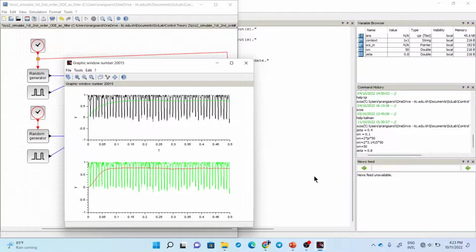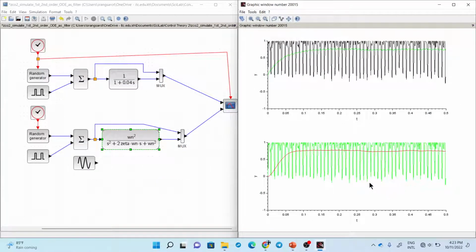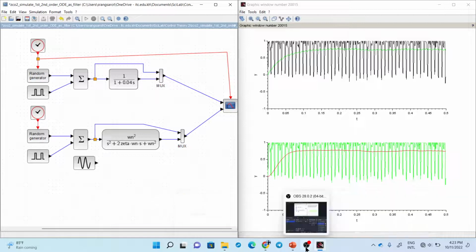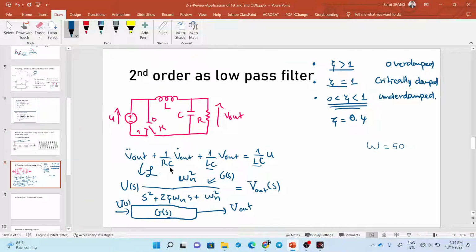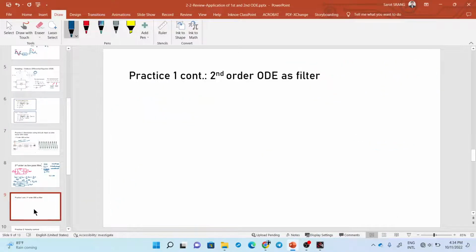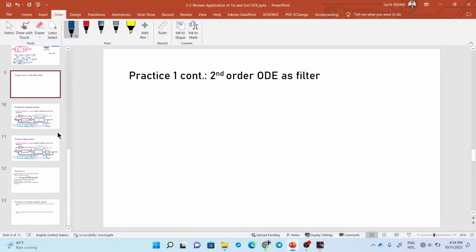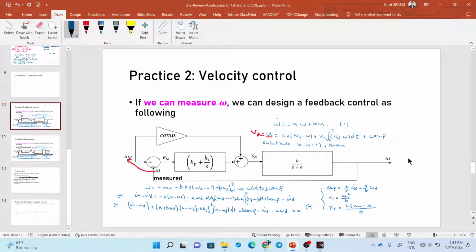And now you try by yourself. And then next, we already complete this one. And then, okay, let's see another problem. Okay, practice number 2, velocity control.